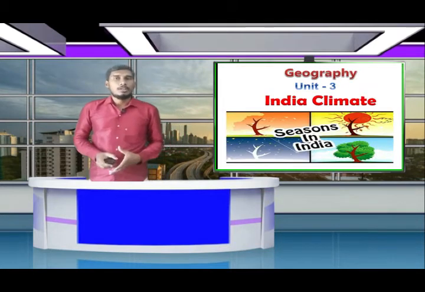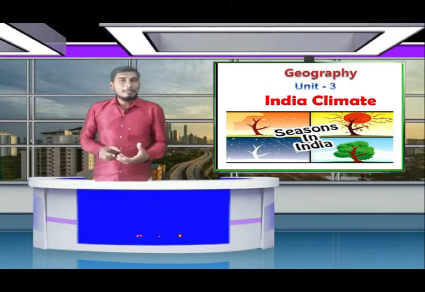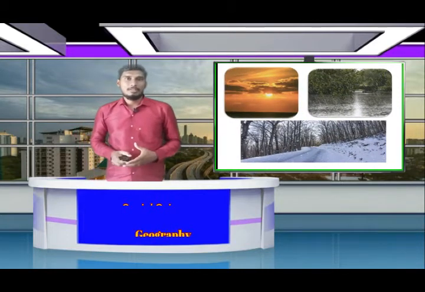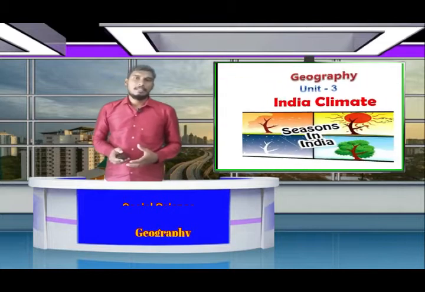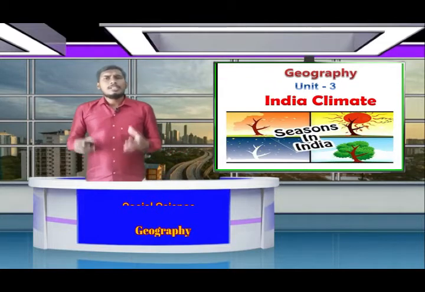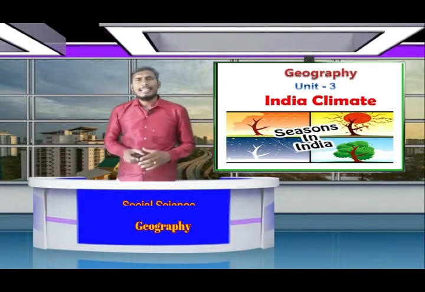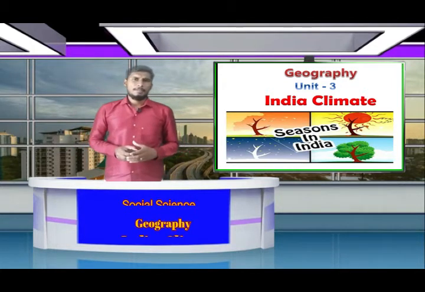From these pictures, we get an idea of our third chapter in geography, Unit 3, Indian Climate. All three pictures we have seen speak about the climate or the seasons. So in the third chapter in geography, we will be learning about Indian climate.